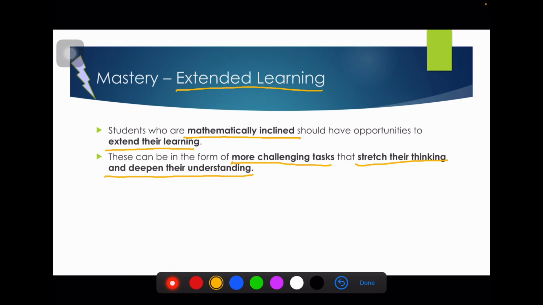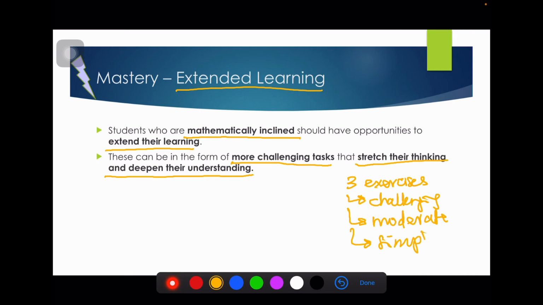Now this can be in the form of more challenging tasks that stretch their thinking and deepen their understanding. Until this part, I think you might be thinking that if I have a mixed ability class, I will need to come up with, let's say, 3 exercises. One is for the high flyers, which is very challenging. The other one is moderate, not too challenging. And the last one will be simple, for those who are academically inclined. Okay, so yes, you have to do this, but it's not isolated.